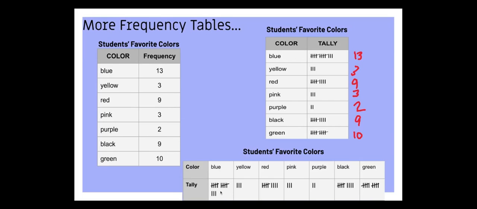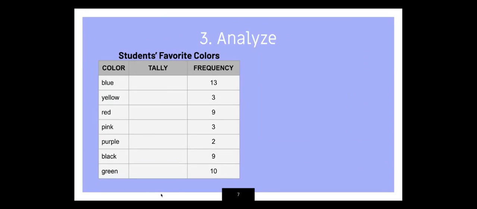Okay, so this is just a variety of what the frequency tables could look like. You could get all 3 pieces of information like we started with, or you might only have 2. It could be vertical, it could be a horizontal table. So I just want you to be aware of the different ways it can look. All right, so let's move on to now analyzing, okay?